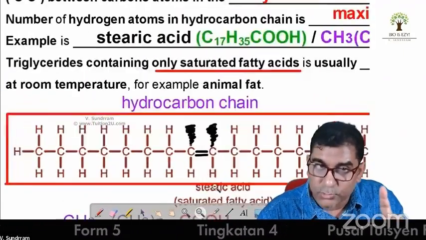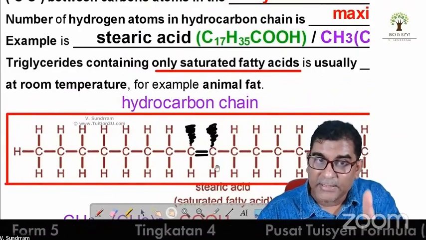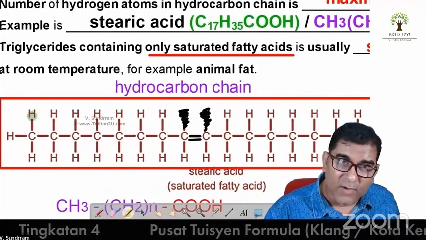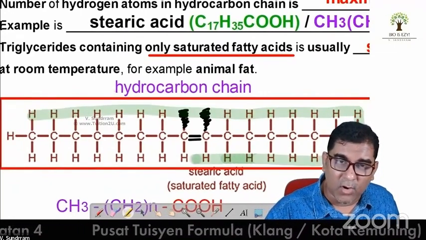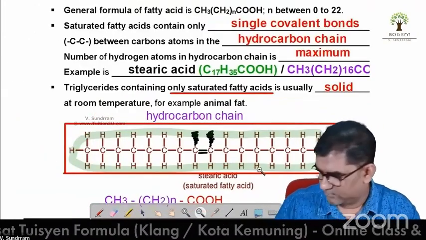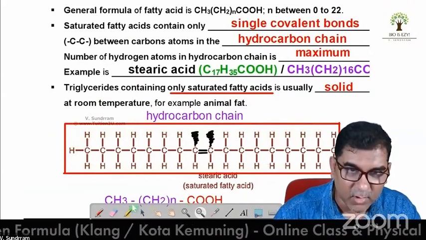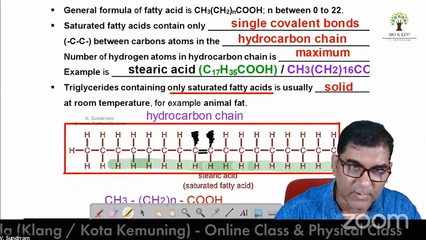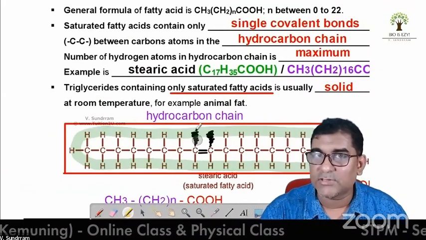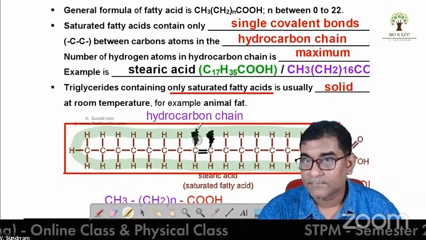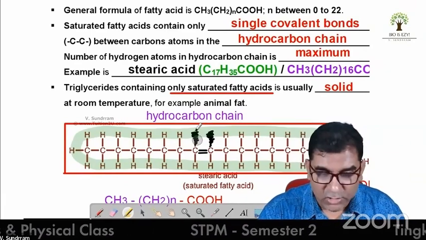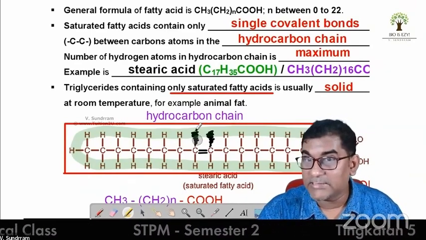My question to you: by forming one double covalent bond, has the number of hydrogen atoms become more or less? Number of hydrogen atoms in the hydrocarbon chain. Sudah banyak atau kurang atau tidak berubah? Already less by 2. Can I say the number of hydrogen atoms is minimum? Can I say minimum?